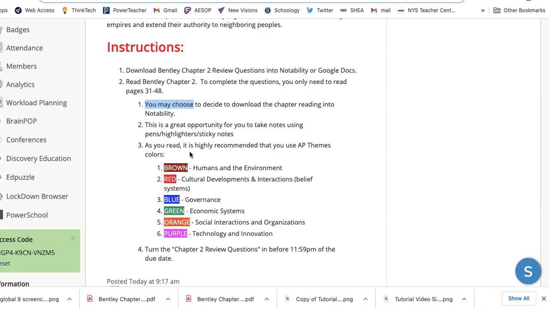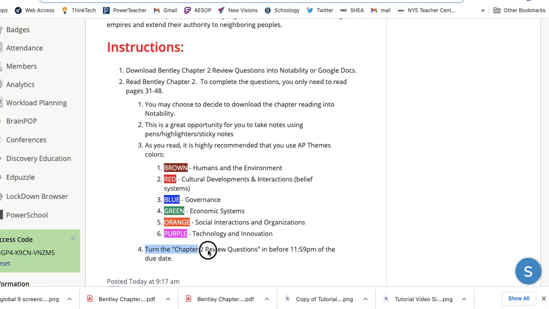The AP themes that we have are humans in the environment. We have cultural development and interactions. We have governance, economic systems, social interactions, and technology and innovations. And through these 6 lenses, it's always good that as you're reading things or making connections, if you grab your highlighter or grab your pen in Notability, you could change those colors. So why not help yourself when doing so? And I'm going to try to demonstrate that a little bit as we go. So it's not necessarily a requirement for today's assignment or this week's assignment.